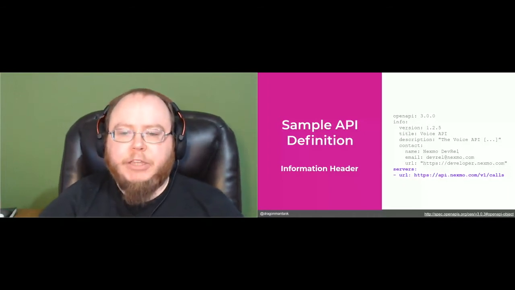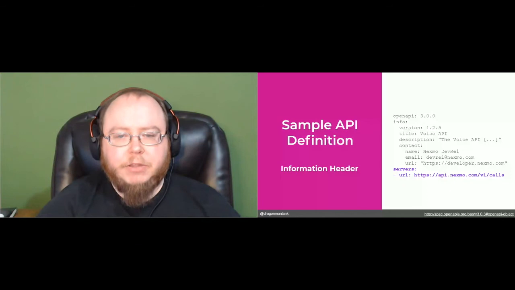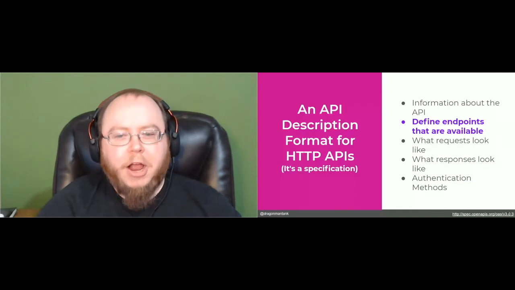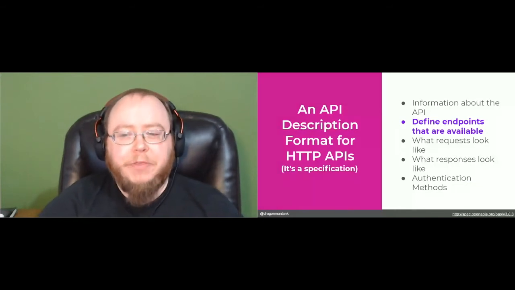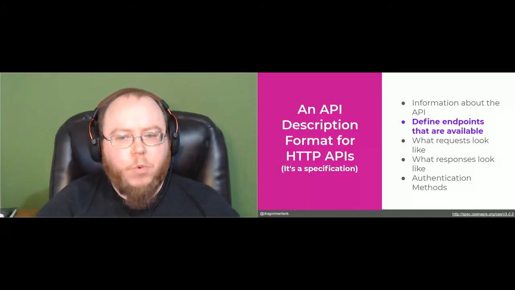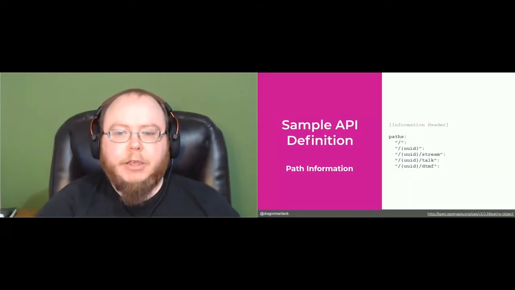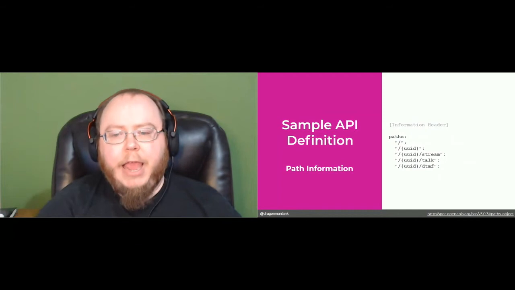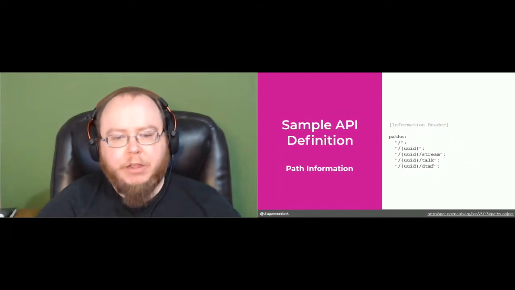The next part is probably where it makes the most sense for developers to start looking, and that's what endpoints are available. If you've ever tried to grok through some documentation and you can't figure out what the endpoints are, that's a big problem for a developer, because we need to know what we need to hit. So underneath the information header section, there will be a key called paths. And this is all the individual paths that are available for this API.